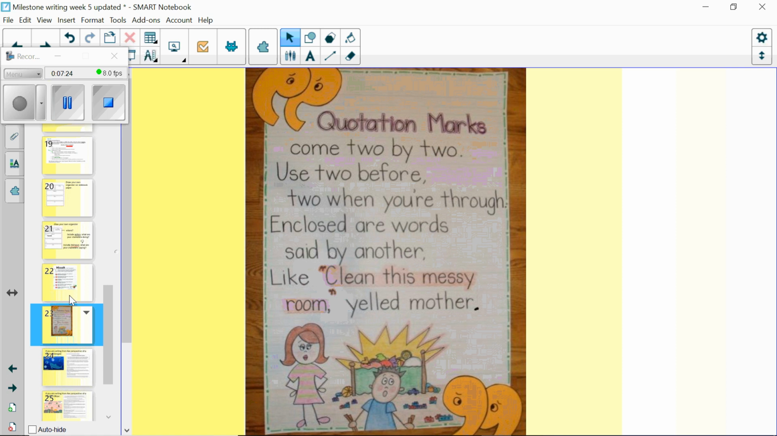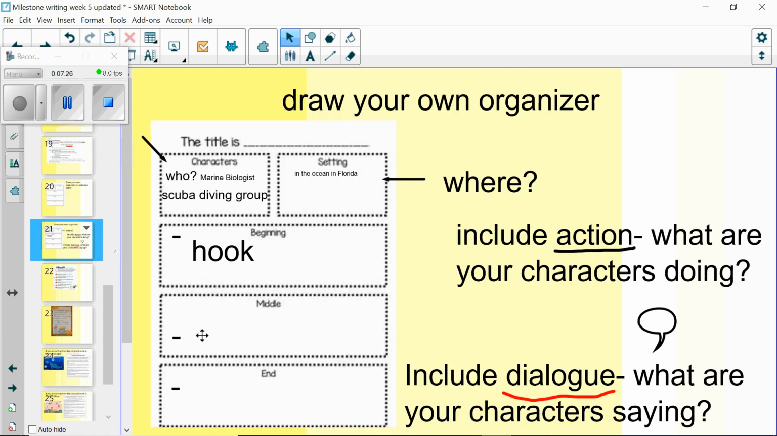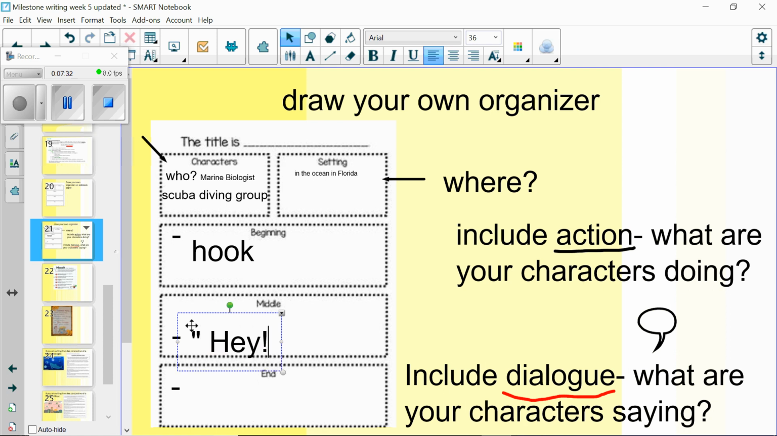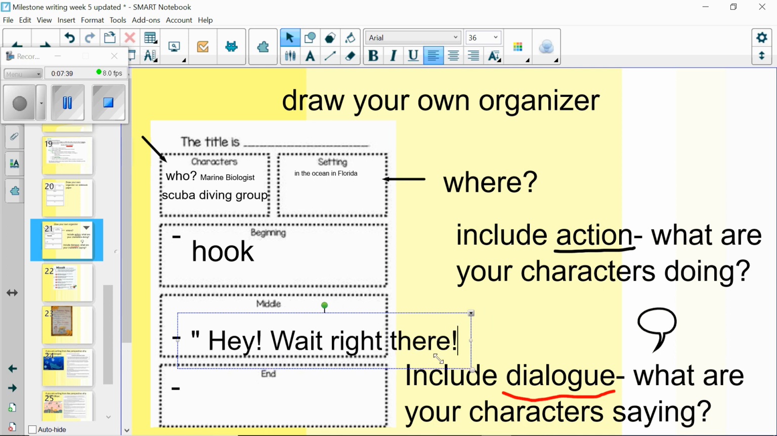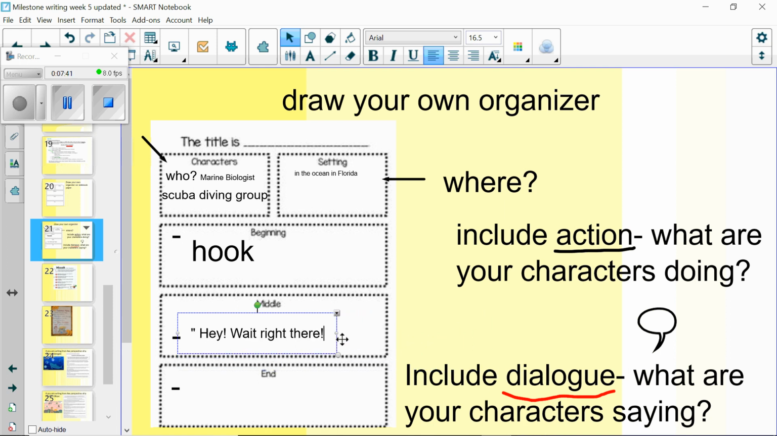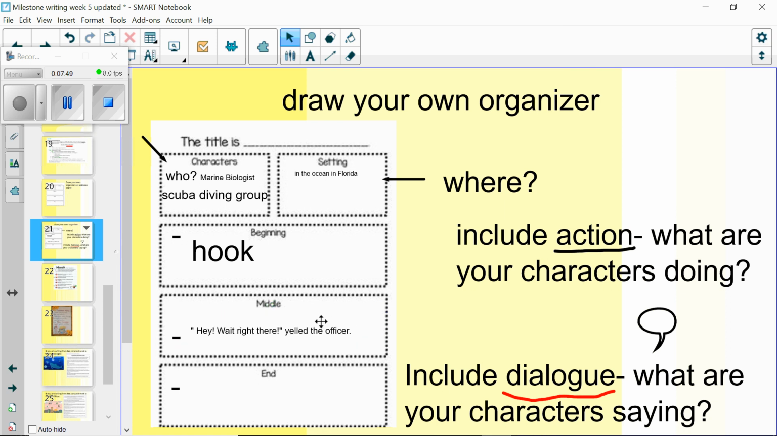So do not forget to include dialogue if you want to go ahead and plan out what they're saying, what the wildlife officer is saying. "Hey, wait right there," and then he's done talking, yelled the officer. So go ahead and put in some things that you know you're going to want to say.